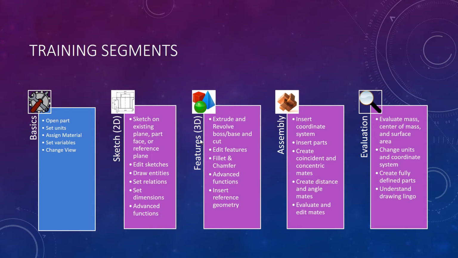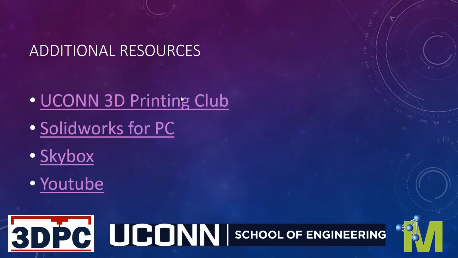So some additional resources that are available are the UCONN 3D Printing Club. They have CAD workshops where other certified associates will be able to teach you how to use SolidWorks and when you have troubles with parts, to do some consulting with them. Through recent license upgrades at UCONN, SolidWorks is available for download on a personal laptop or computer. So you can send me an email through the link SolidWorks for PC to get that.